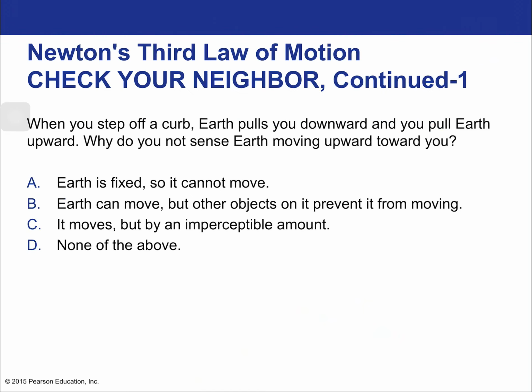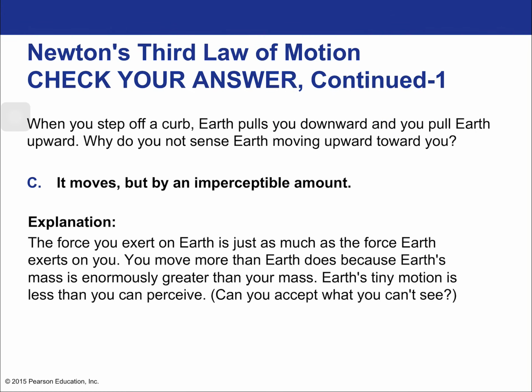All right. So when you step off a curb, earth pulls you downwards and you pull earth upward. Why do you not sense the earth moving upward towards you? Well, it's just very little. The acceleration is basically 0 point and then 20 zeros or 21 zeros or something, and then a 1 or a 2 or something. And it's those 22 zeros after the decimal point that make that an imperceptible acceleration.